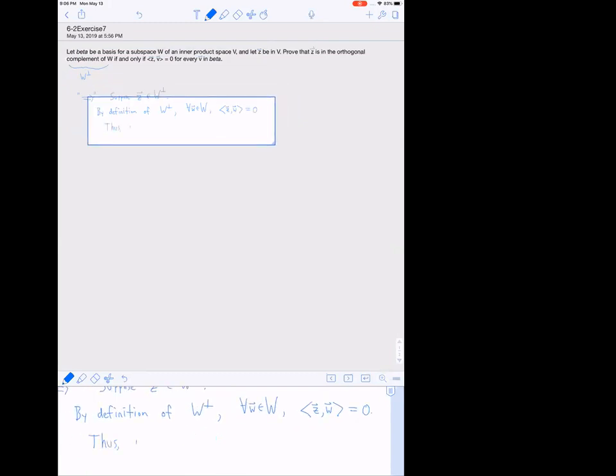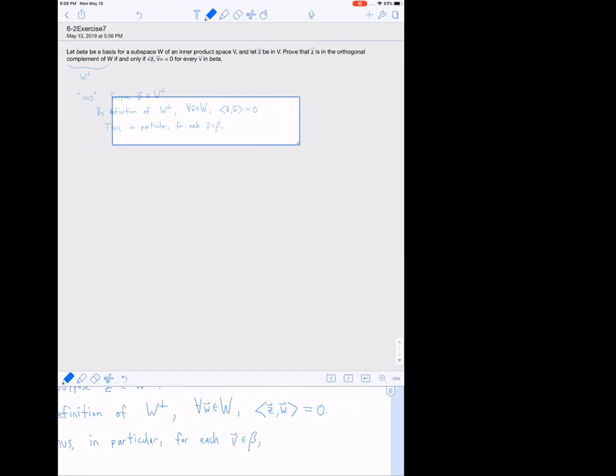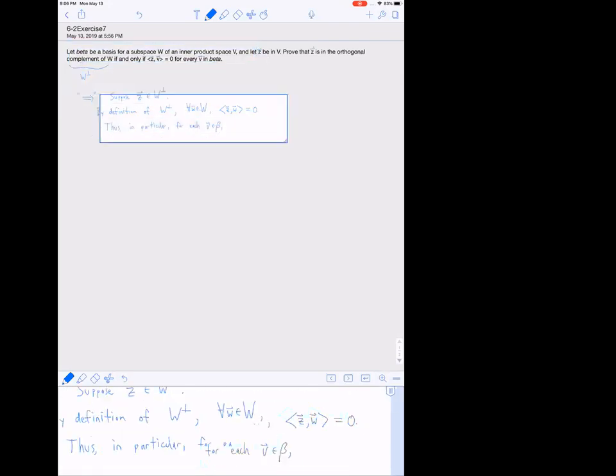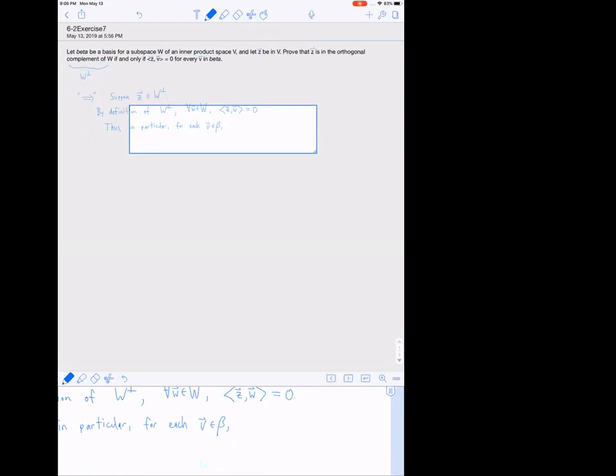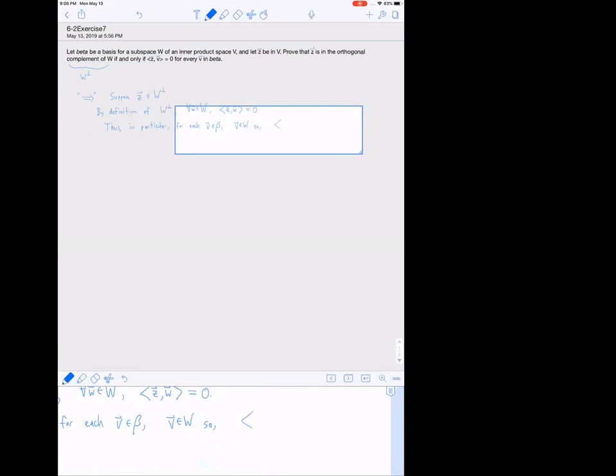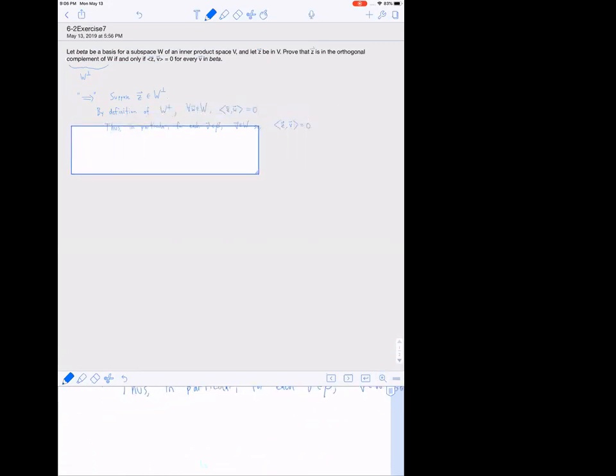Thus, in particular, for each V in beta, well, being a basis for W means that you are also in W. So for each vector V in beta, V is in W. So the inner product of Z with that V is also 0. Great. So that's one of the directions. Done. So the real content of this problem is in the converse, the reverse direction.